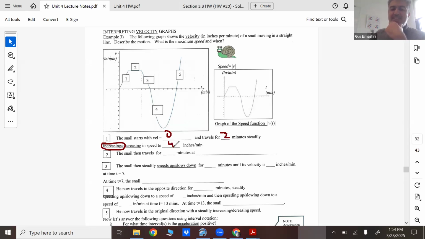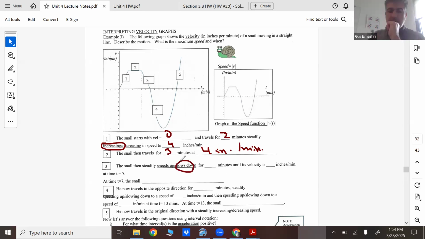Okay. Then it stays at 4 for how many minutes? For 3 minutes, at what speed? Yeah, 4 inches per minute. Okay, does it make sense so far? Okay, then what do you think happens at 3? It has not turned around yet. It's slowing down. That's all it's doing.